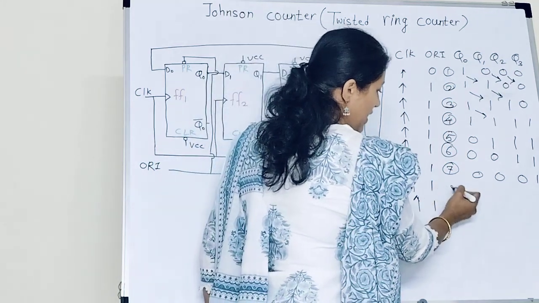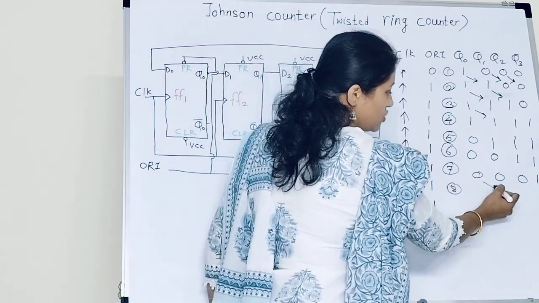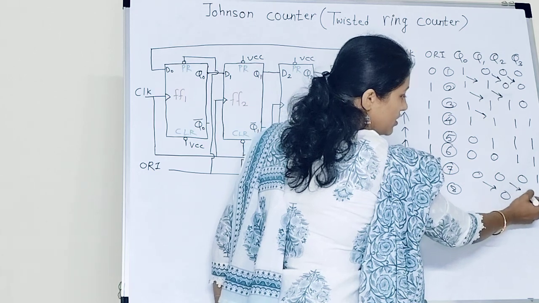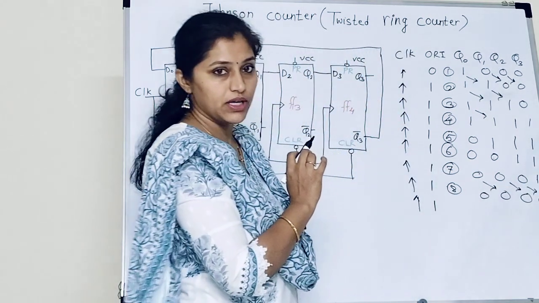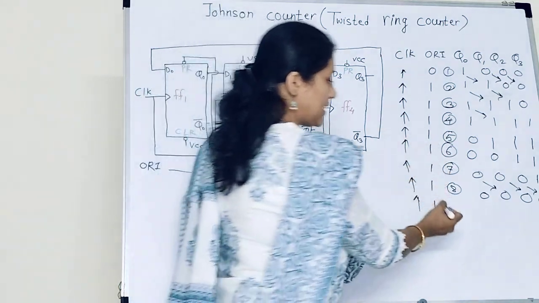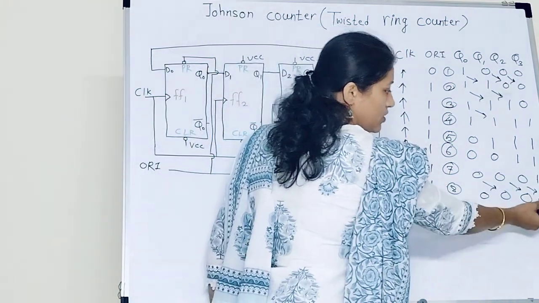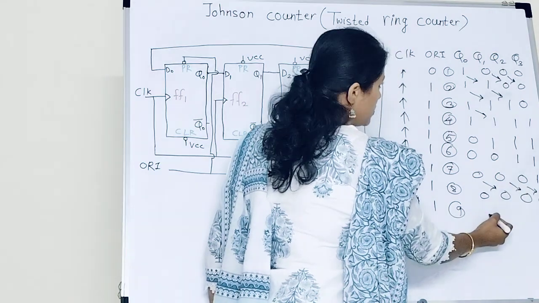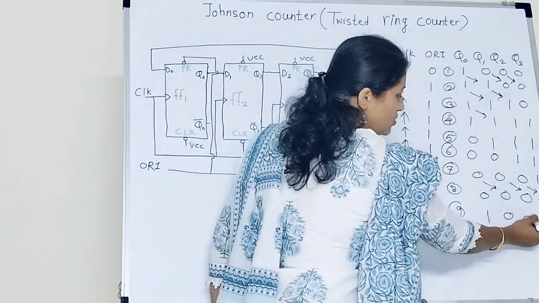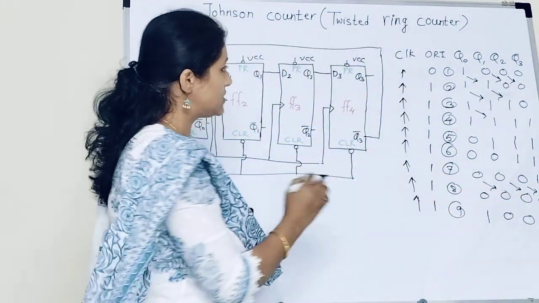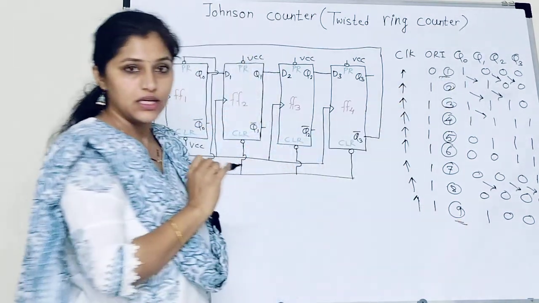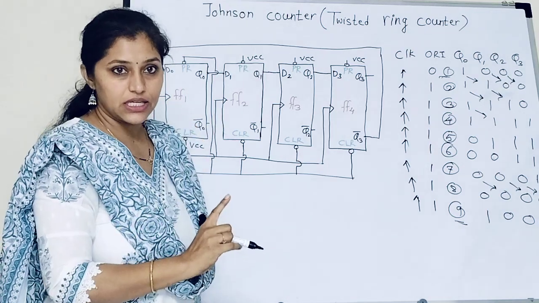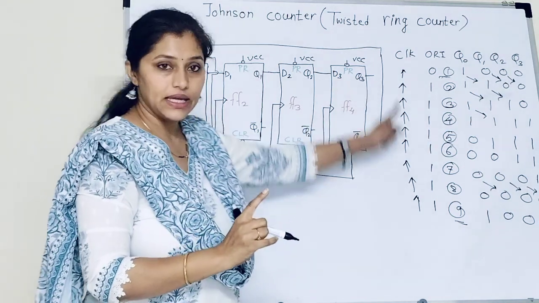And then again at the 8th clock pulse, this 0 will come here, this 0 will come here, this 0 will come here. Because of this 1, here it will become all zeros. And at the 9th clock pulse, because of this 0, here what will come? 1, 0, 0, 0. Now you can see my first state and my ninth state are the same. So distinct or unique states are 8.